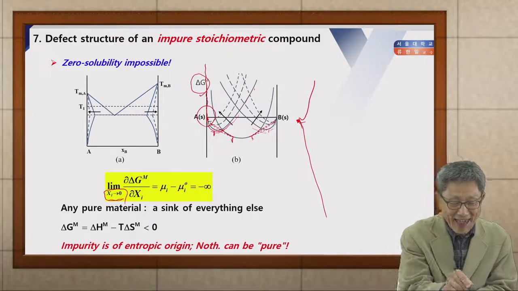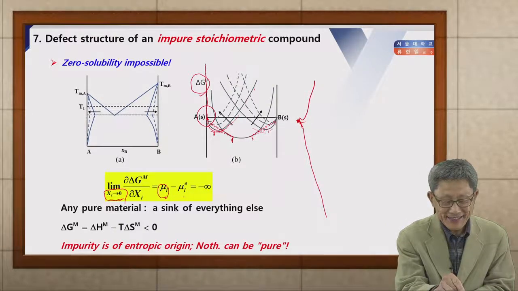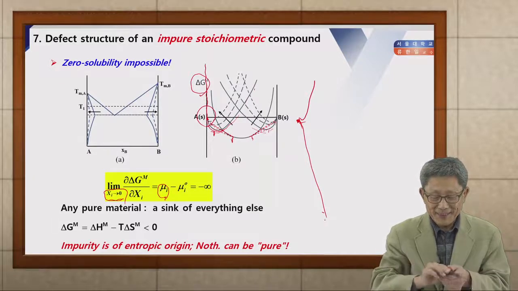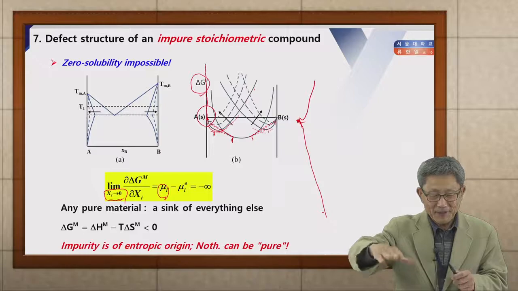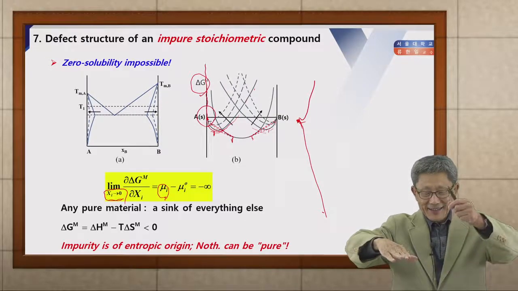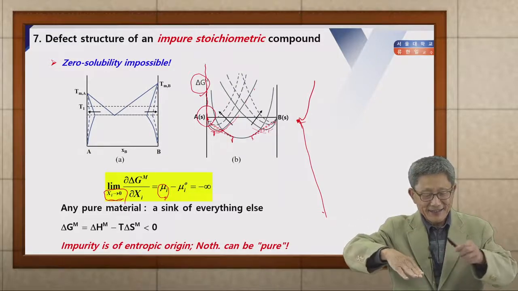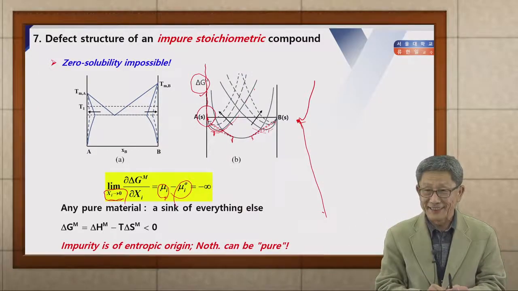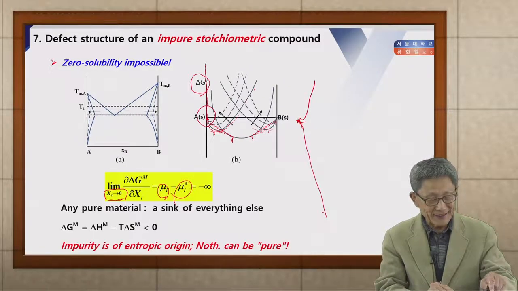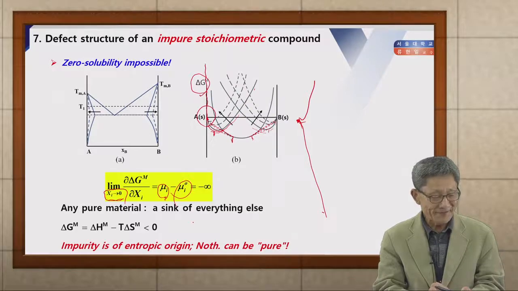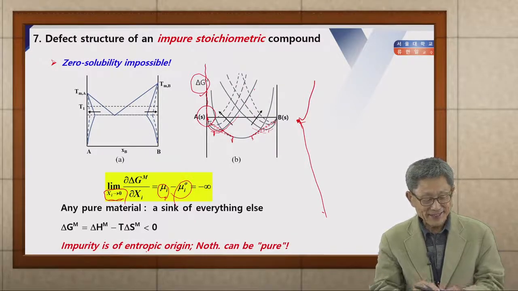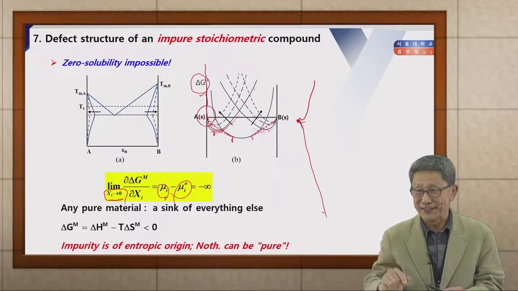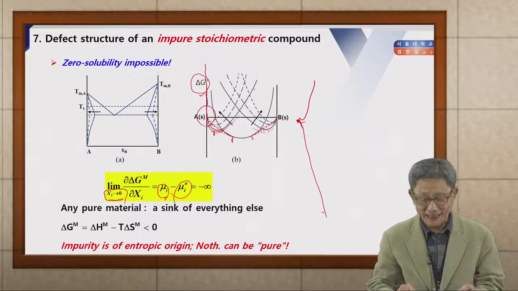This means that anything pure is the sink of anything else, because the pure matrix or pure medium has the minus infinity chemical potential of the component I relative to its own pure state. So therefore, any pure material makes a sink of everything else. So impurity is, I would say, of entropic origin. So in this world, nothing can be pure. Anything should be impure. Okay? That is simply for the thermodynamic reason, entropic origin.